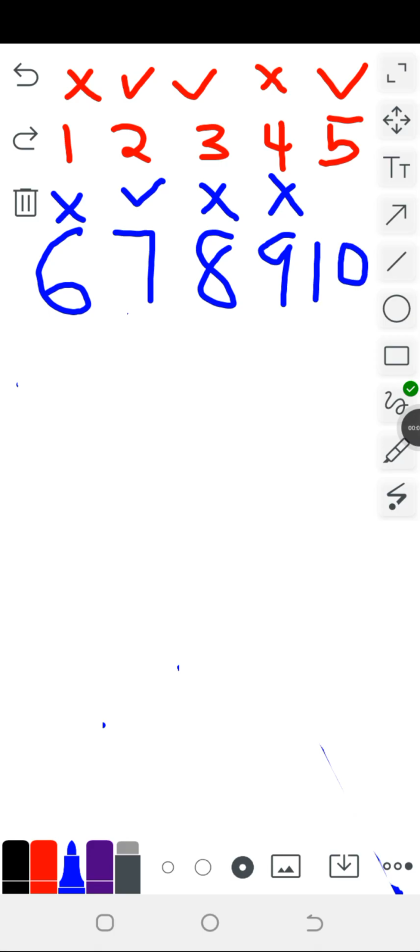We say no. 10 can divide other numbers like 2 and 5 to give a whole number aside 1 and itself. Now the next is 11. Is 11 a prime number? We say yes. 11 can divide only 1 and itself, and there is no other number that 11 can divide to give a whole number.